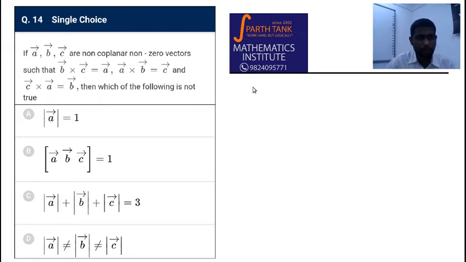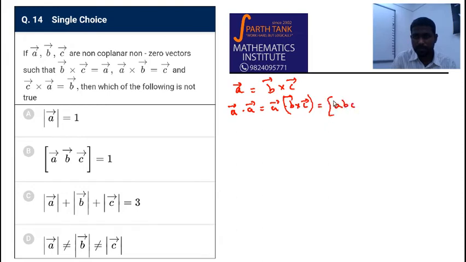If A, B, C are non-coplanar, non-zero vectors such that B cross C is A, A cross B is C, and C cross A is B, then which of the following is not true? Now let us see first of all, they have said A is B cross C. Now take a dot product on both sides. A dot A becomes A dot B cross C, and you know this is the box product, right? ABC. So box product ABC is equal to the magnitude square of A, correct?